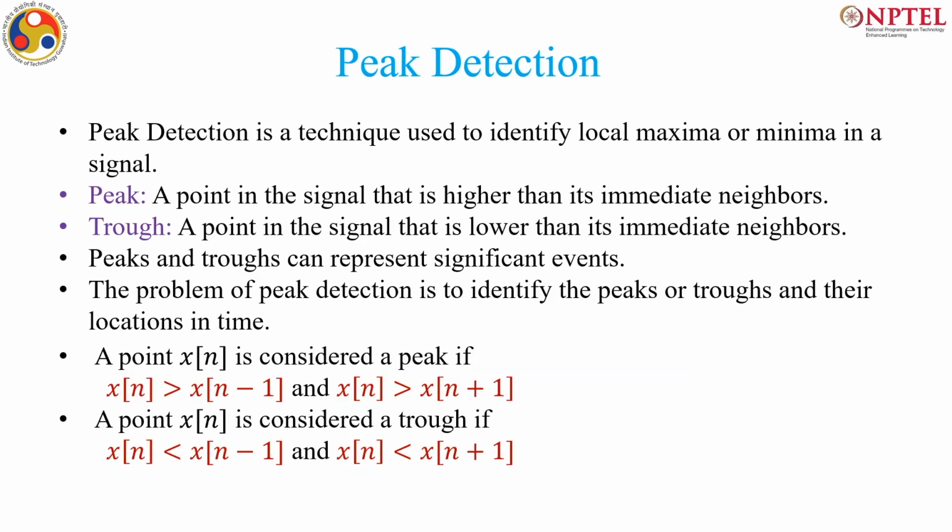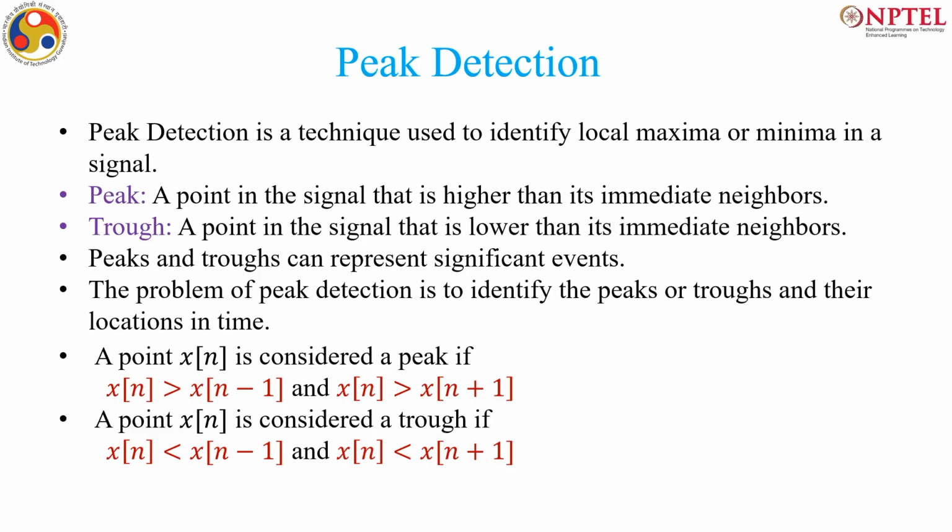So what is peak detection? This is a technique in signal processing to identify local maxima and minima in a signal. So what is a peak and what is a trough? A peak is a point in the signal which is higher than its immediate neighbors, and a trough is a point in the signal that is lower than its immediate neighbors. So why is this important? These peaks and troughs can represent some significant events in the signal. I'll give you some real life examples.